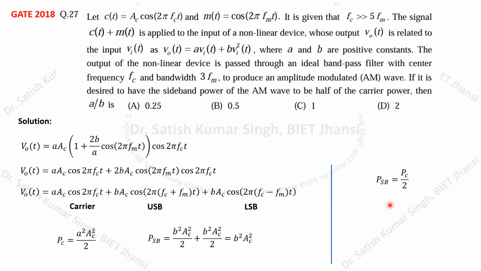Now you just substitute this equation, Psb equals to B square Ac square, and Pc equals to A square Ac square by 2. Because of this factor 2, you will be getting this factor equal to 4. Now you can easily calculate this ratio A by B, because we have to calculate this ratio. This Ac square will be cancelled out, and now you will be able to show that A by B is equal to 2. Therefore, the answer for this problem is option D. This way we can solve this problem.